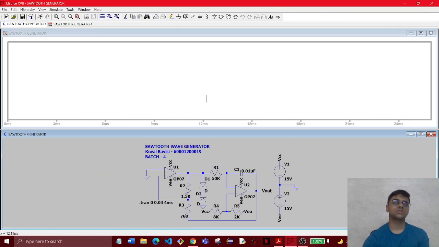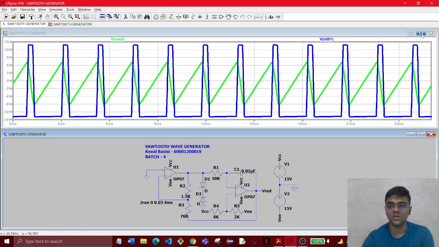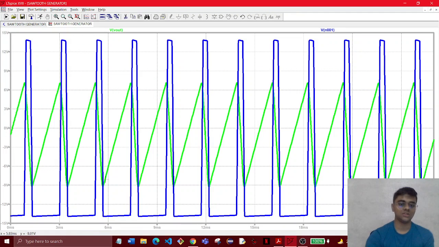We have used the input and output with a 50% duty cycle, so the on and off time will be symmetrical, and the V in will be taken from here. So this is the V in and V out. As you can see, for the sawtooth waveform generated, the on and off time is symmetrical. Hence we get this sawtooth waveform.